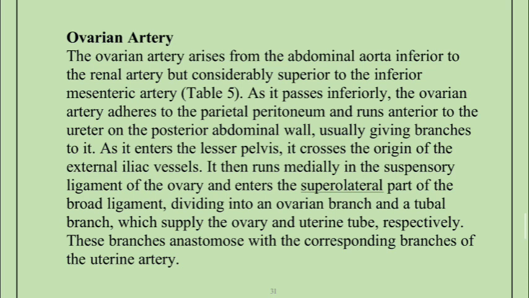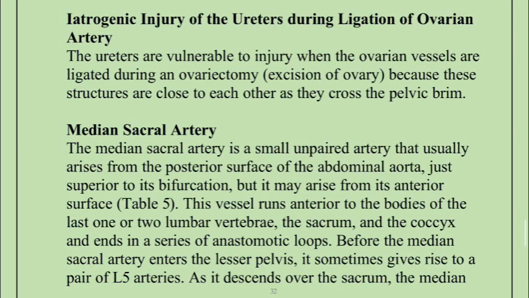part of the broad ligament. There it divides into an ovarian branch and a tubal branch, which supply the ovary and the uterine tubes respectively. These branches anastomose with the corresponding branches of the uterine artery. A word about iatrogenic injury of the ureters during ligation of the ovarian arteries.